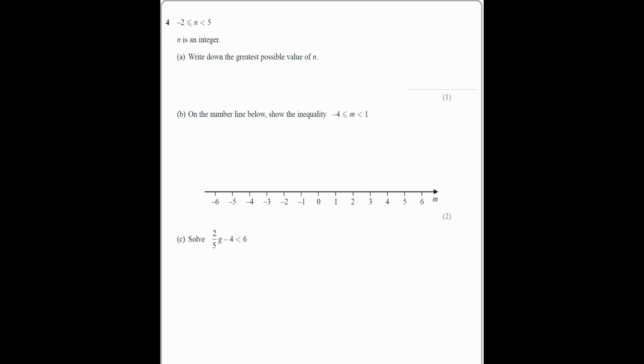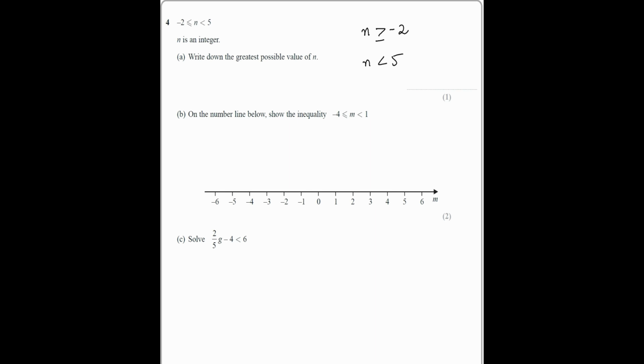Okay, in question number 4, minus 2 less than or equal to n less than 5. N is an integer. Write down the greatest possible value of n. So in this question, we can rewrite the inequality in this way also, that n is greater than or equal to minus 2 and n is less than 5. If you read it from the center, n is actually greater than or equal to negative 2 and n is less than 5.